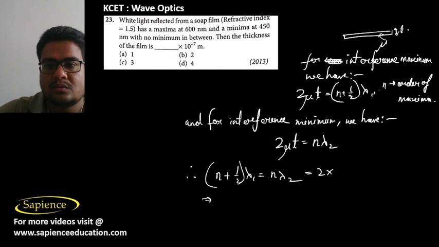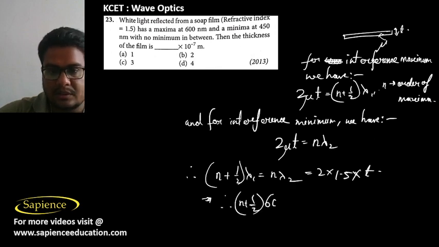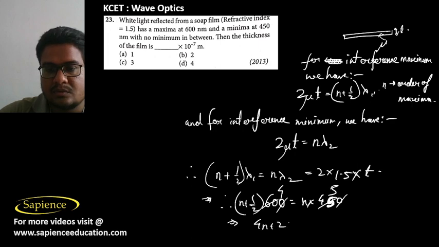So 2 mu is 1.5 into thickness T. Now therefore (n plus half) into 600 nanometer is equal to n into 450, and n should be an integer. So 15 3s are 45, 15 4s are 60. You can tell 4n plus 2 is equal to 3n.